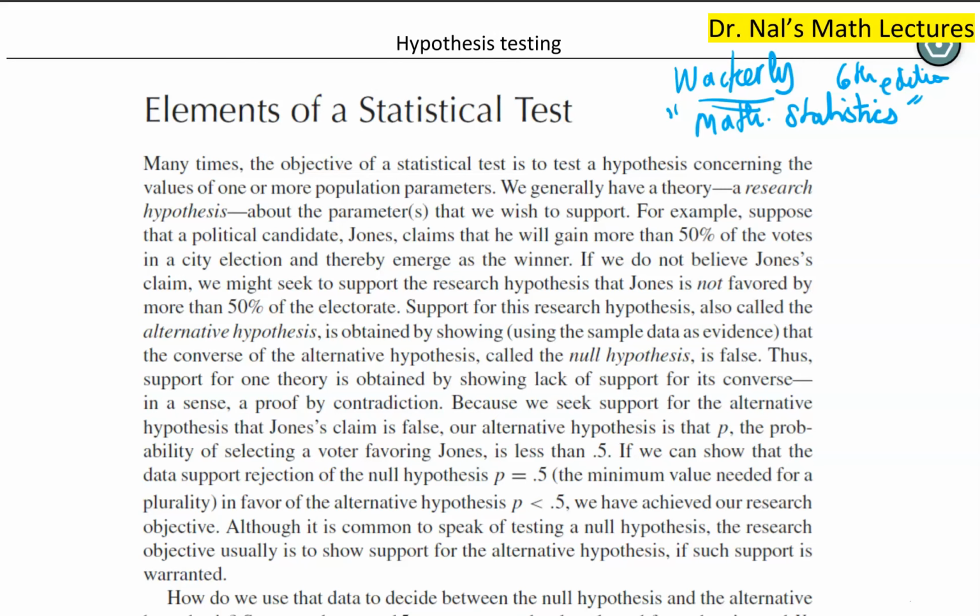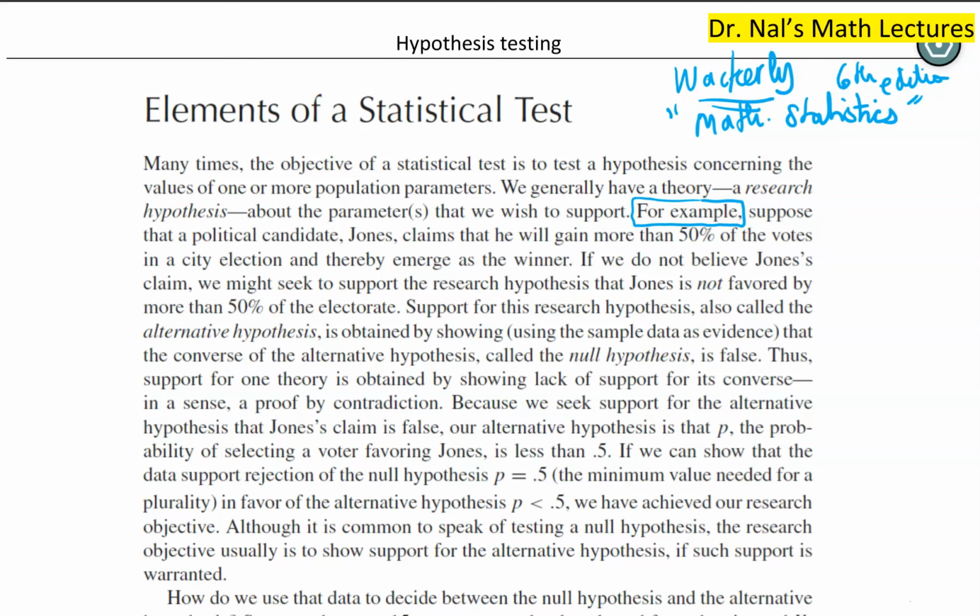So here we go. Many times the objective of a statistical test is to test a hypothesis concerning the values of one or more population parameters. We generally have a theory, a research hypothesis, about the parameters that we wish to support. For example, this example turns out to be the main example that we will be working on, and we will be solving 4 questions related to it. Suppose that a political candidate, call him Jones, claims that he will gain more than 50% of the votes in a city election and thereby emerge as the winner. That's Jones's claim.